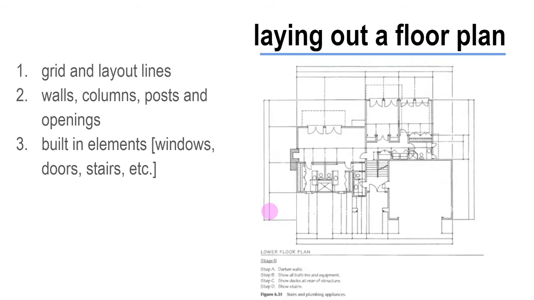After you lay out all of your walls and openings, that's when you would start to put in all of your different built-in elements. So you would start to include the architectural symbols for your different window types and for your doors. You'd put in symbols for cabinetry, for toilets, sinks, built-in elements like stairs or fireplaces.